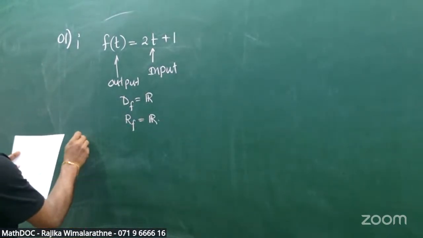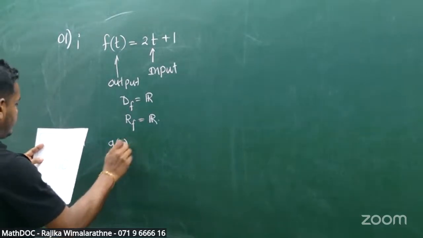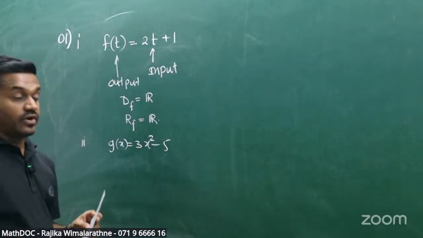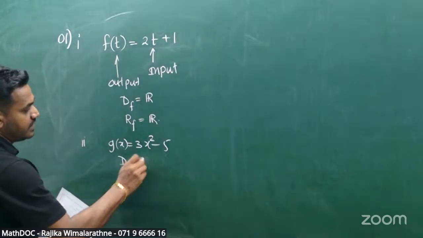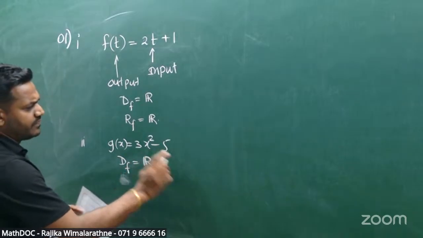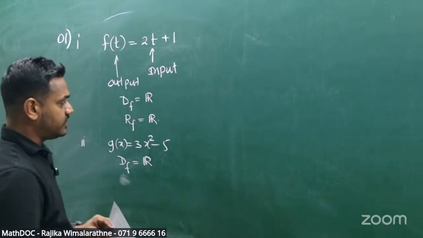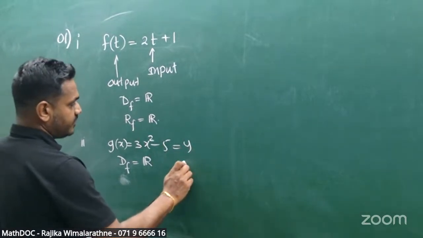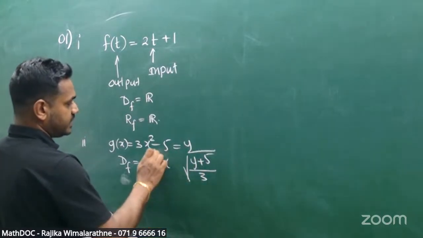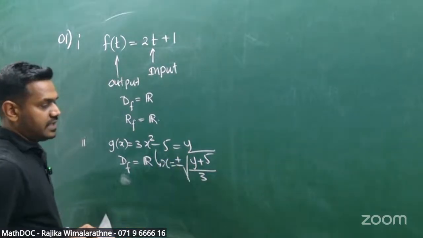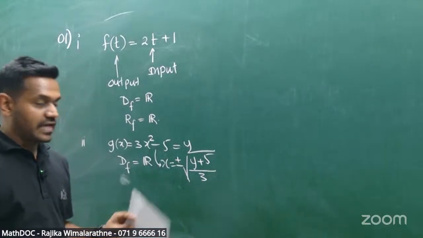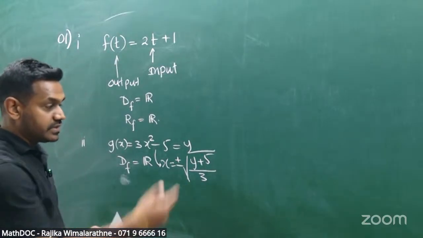Then the second one, here g(x) equals 3x squared minus 5. We know for any polynomial, the domain is the real set. Then here the domain is the real set. And the range: here 3x squared minus 5. Here you have to make x the subject, no? You take y, then x equals the square root of (y plus 5) divided by 3, with x being plus or minus. Therefore, when finding the range, we have to make x the subject. Then you check the possible values of y.